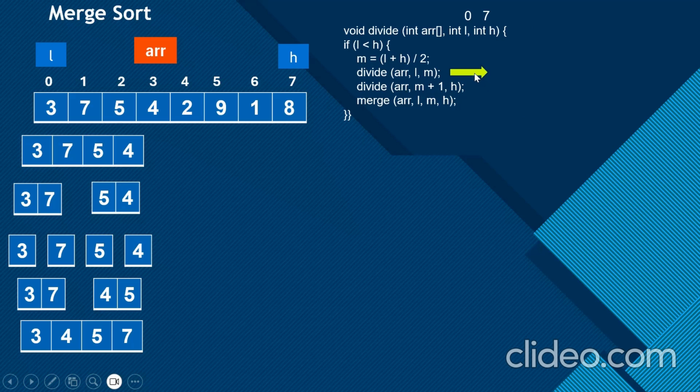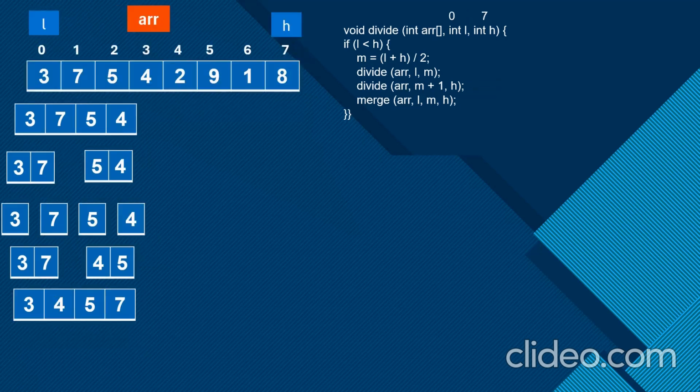Now we have reached this point, right, from which the first call was made. Any guesses what should happen now? Yes, this is done. Now control would go to this part, right? So it will be going to this side, the right side.